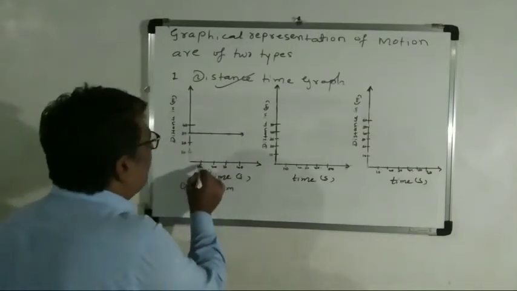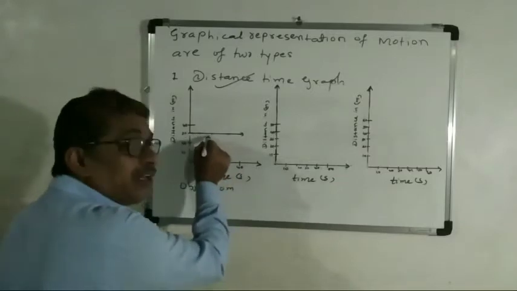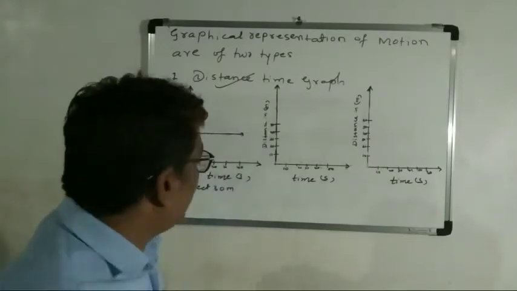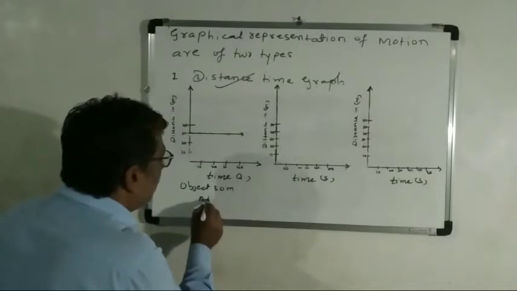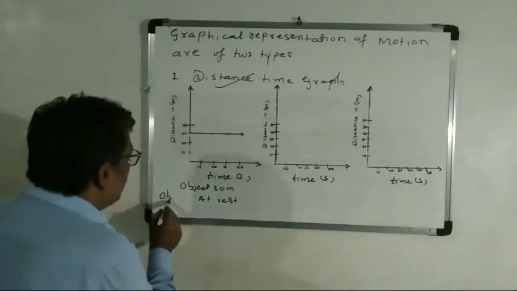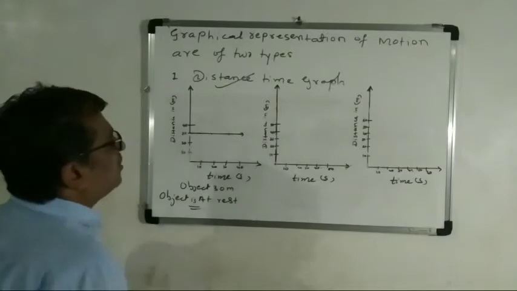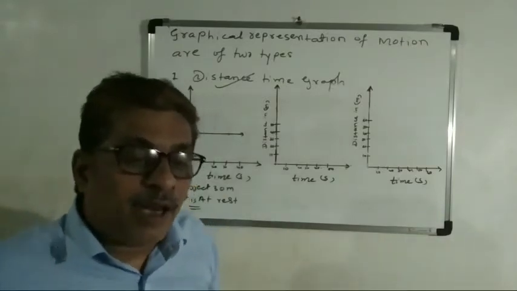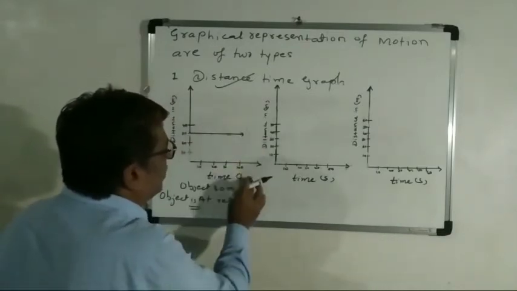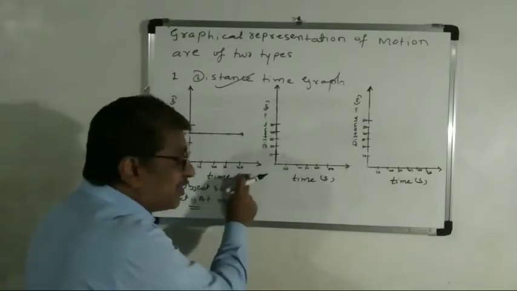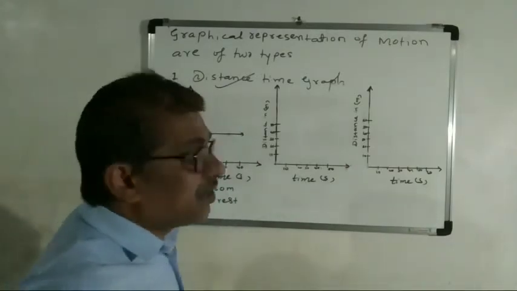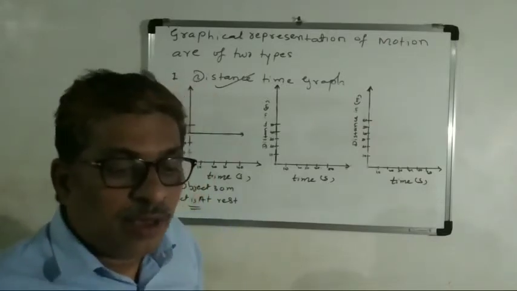So it means what? After 10 seconds also it is 30 meter only. After 20 seconds also it is 30 meter only. Even after 30 seconds also it is 30 meter. It means it is not moved. It is at rest. The object is at rest. See, this line is parallel to the x-axis, or time axis. Then such a graph shows the object is at rest.